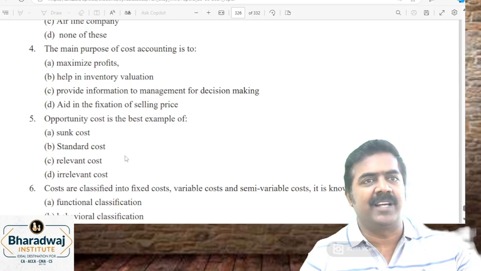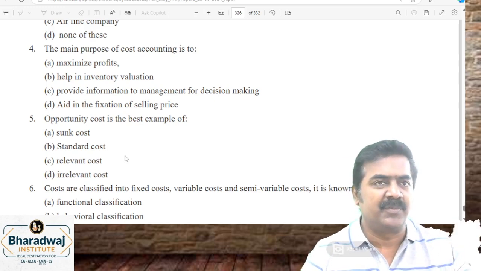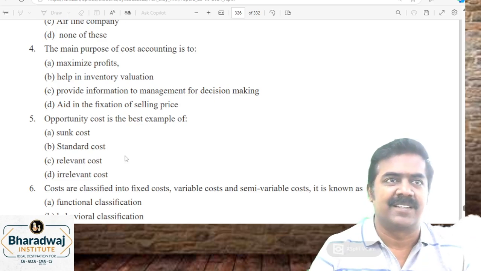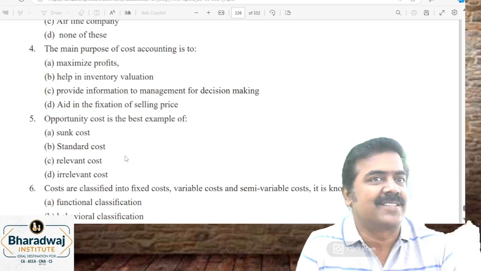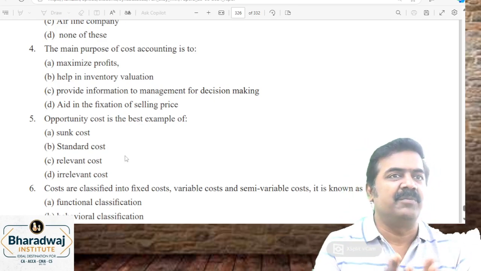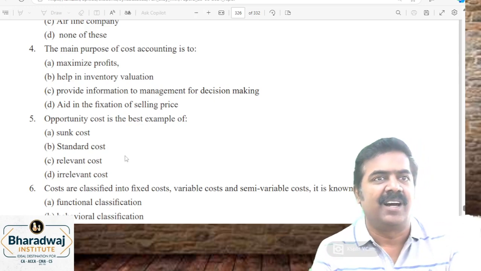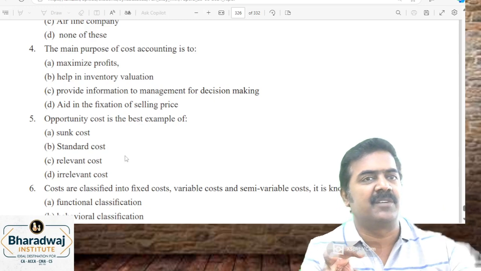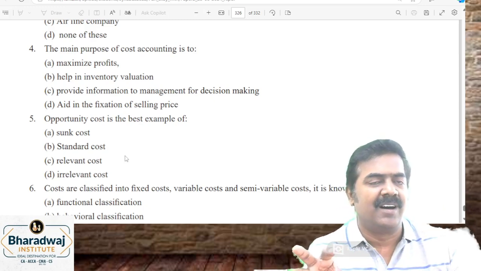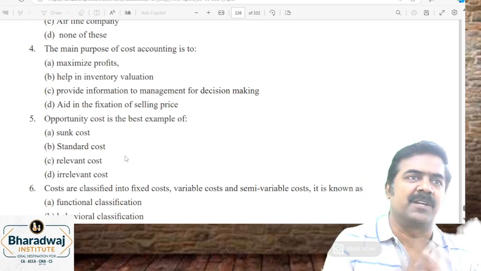For example, I take a fixed deposit from the bank. If it is a fixed deposit, I will get 8% interest. If I withdraw the fixed deposit and invest in business, the opportunity cost is 8%. If the business can give me more than 8%, I will invest in business. Otherwise, I will continue what? Fixed deposit. So whether to withdraw the fixed deposit and invest in business, or withdraw it and invest in the share market.